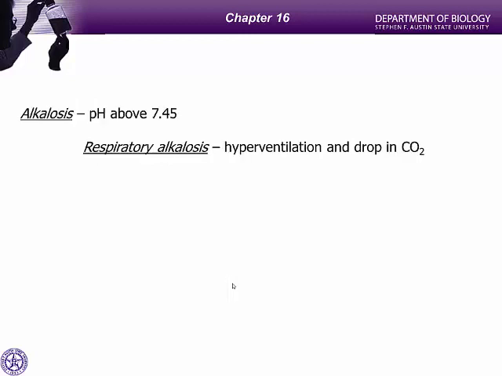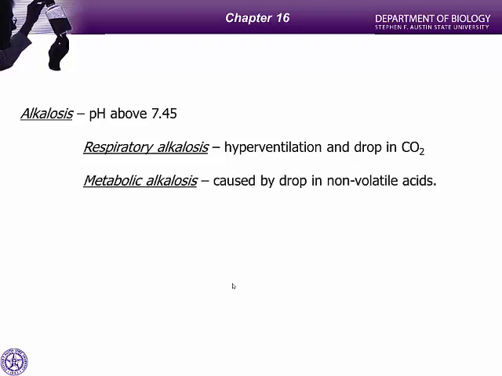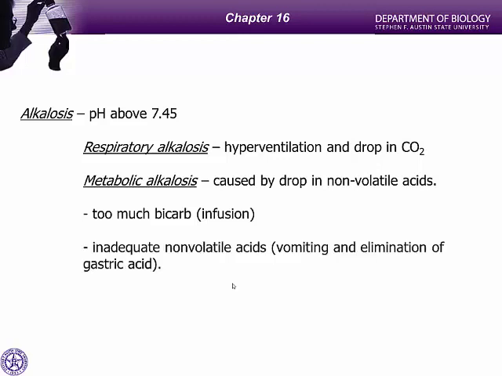Now, flip it around. If we increase above 7.45, we have respiratory alkalosis. Hyperventilation now leads to hypocapnia, and that's our respiratory alkalosis. Metabolically, if we get too much bicarb from some clinical infusion, that's one thing. Or if we are nauseated and vomit, then we're going to be eliminating all of that hydrochloric acid from our stomach. Now we've got too much bicarb from the intestines that's being absorbed, not bound up or offsetting, buffering the acid, and that's going to lead to an increase in pH of our blood and alkalosis.